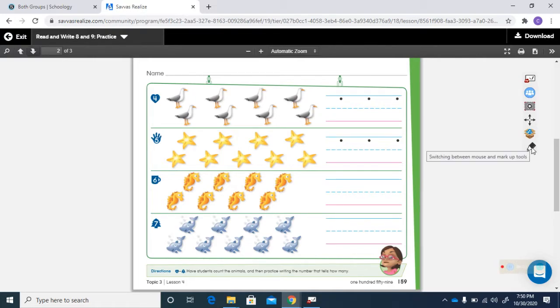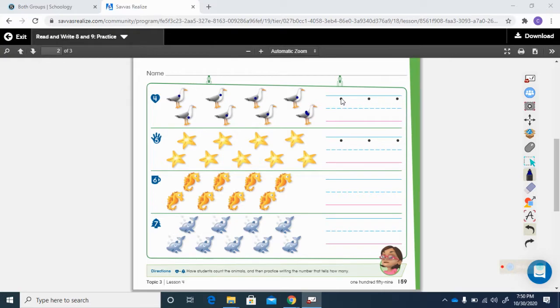Okay, on this page, we are going to do the same thing. We're going to count, and then we're going to write our number. Let's count the bones. Ready? 1, 2, 3, 4, 5, 6, 7, 8. How many bones do we have? We have 8 bones. So what number are we going to write over here? We're going to write the number 8.